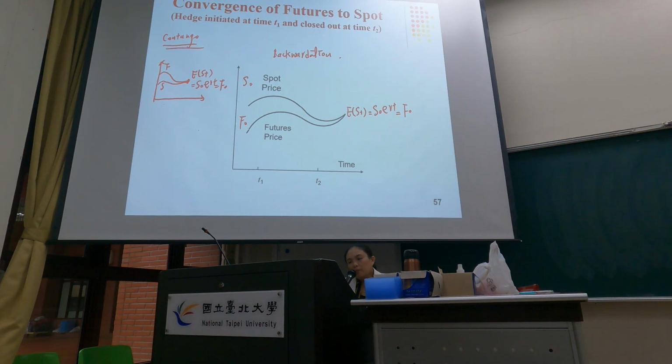Now, if there is no arbitrage opportunity, then we expect in the end, at time T, the futures price will converge together with the spot price at time T. Here the condition is when there is no arbitrage opportunity.